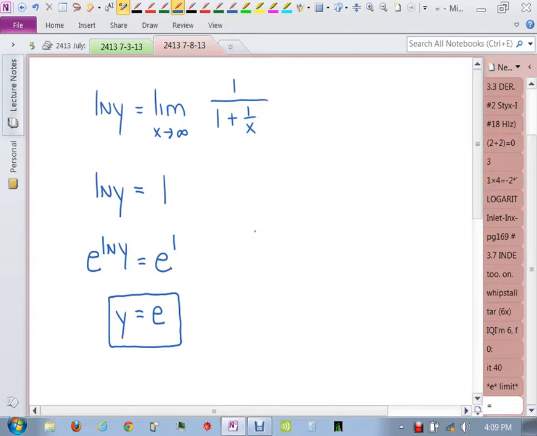So in summary, I'll write it backwards. I'll put my answer first. e equals the limit as x goes to infinity of (1 plus 1 over x) to the x. Really cool.